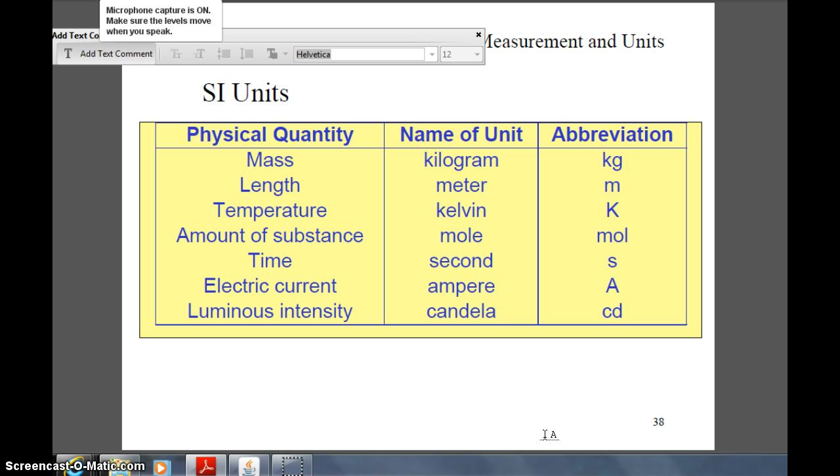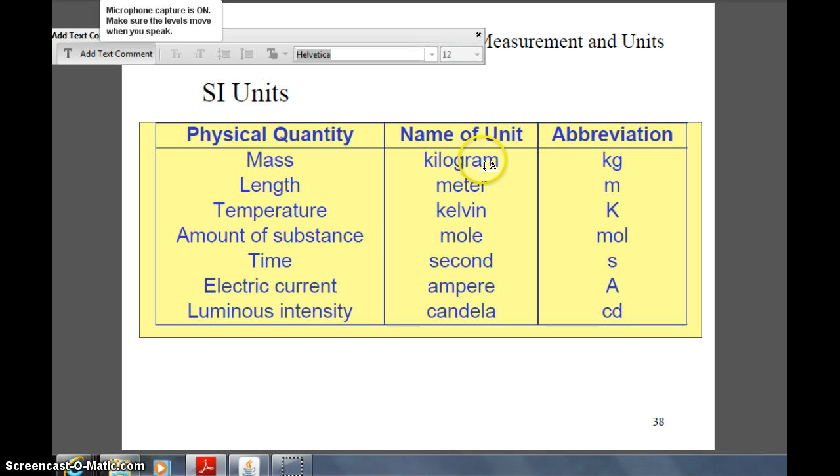So we call this the System International Units, and there are some basic units and some derived units. The basic units come from the basic properties of mass, length, temperature, amount of substance, time, electric current, and luminous intensity. Of these, the first six are what you're going to see on a regular basis in this course and general chemistry too.